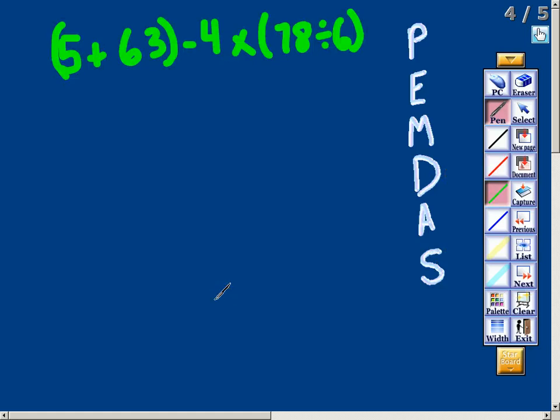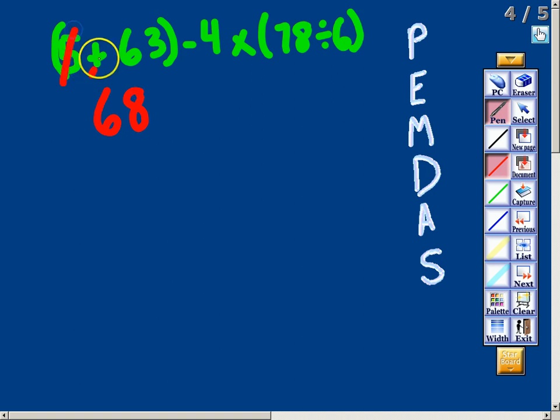I want you to write this problem out. 5 plus 63 in parentheses minus 4 times 78 divided by 6 in parentheses as well. So write this problem out. We'll do it together. Okay, the first thing we want to do is take a look at our little sentence here. Please excuse my dear Aunt Sally. Okay, I know everything in parentheses will go first. Okay, so we're going to do the 5 plus 63. That's going to give me 68.